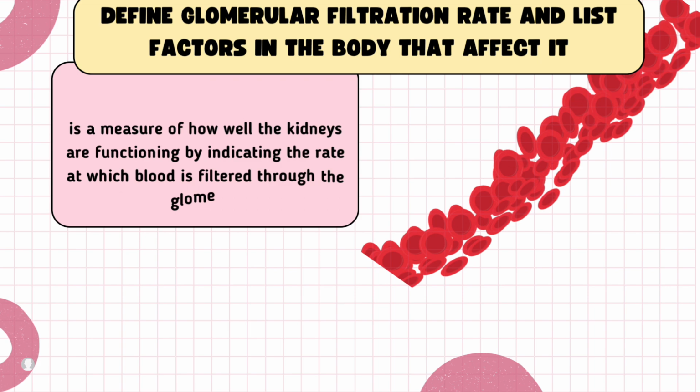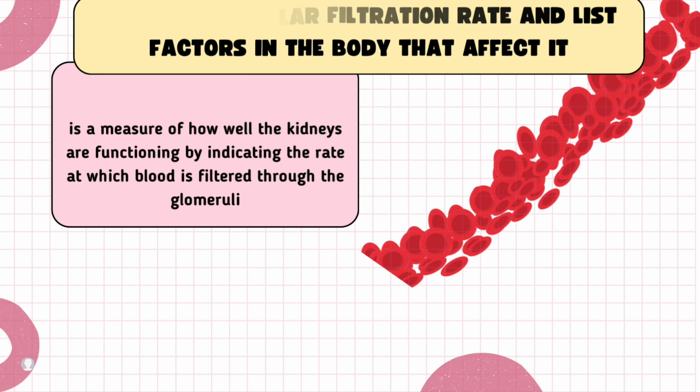So this is going to be a measure of how well the kidneys are functioning by indicating the rate at which blood is filtered through the glomeruli, the tiny structures within the kidneys responsible for filtering waste products from the blood. Some factors that affect glomerular filtration rate include blood pressure, the diameter of the afferent and efferent arterioles, plasma protein concentration, and the permeability of the glomerular membrane, which can also be impacted by conditions that we know of, like diabetes or even high blood pressure.